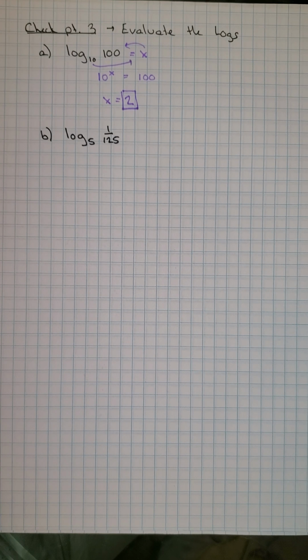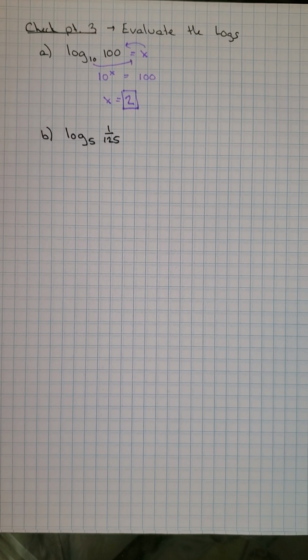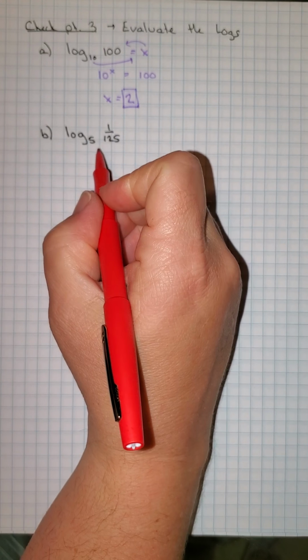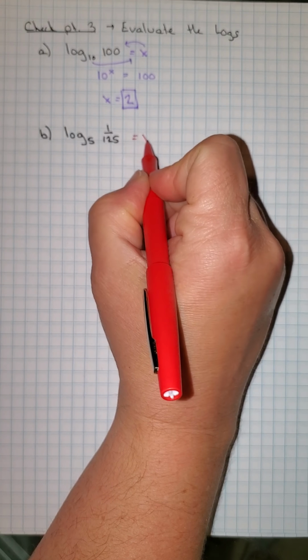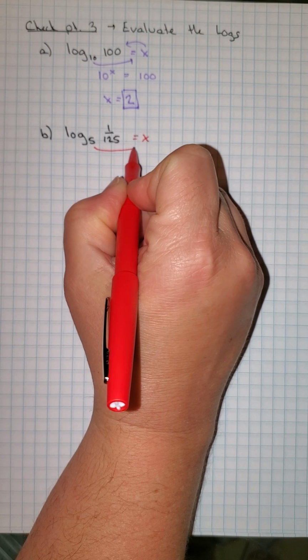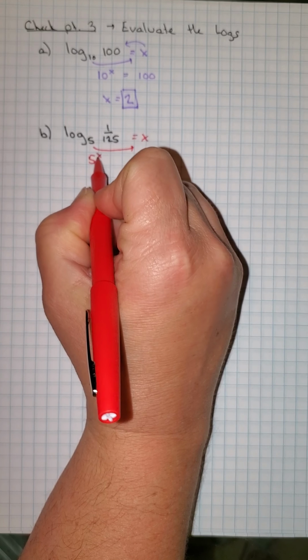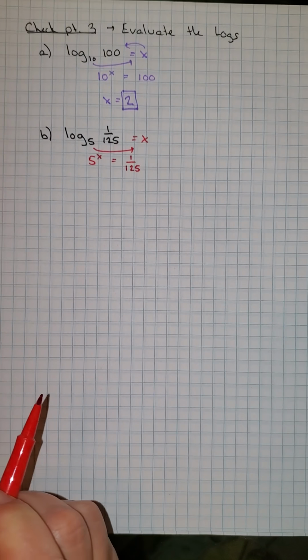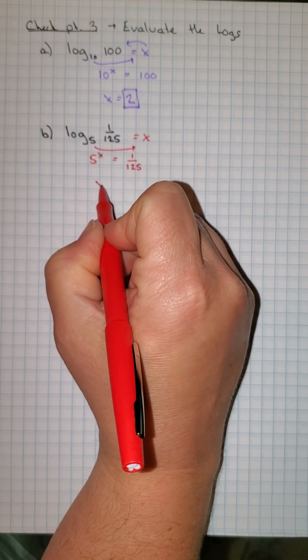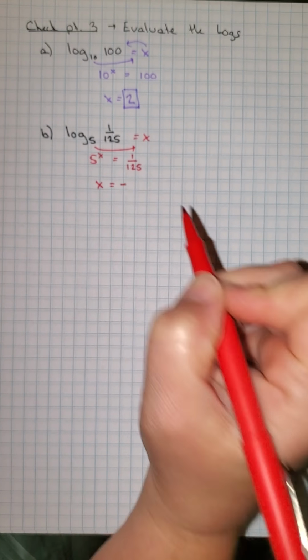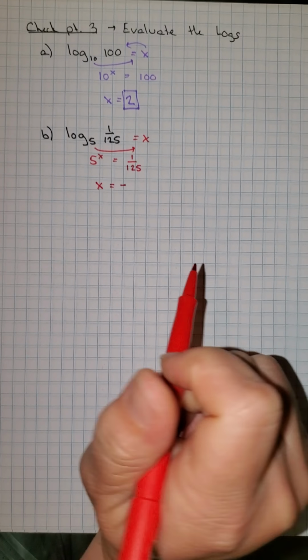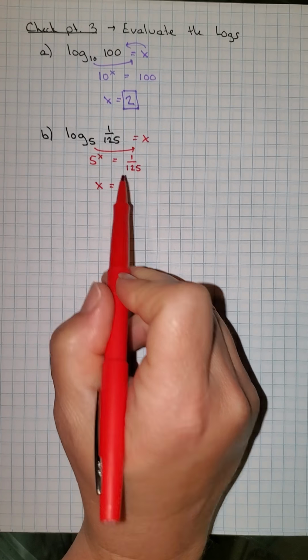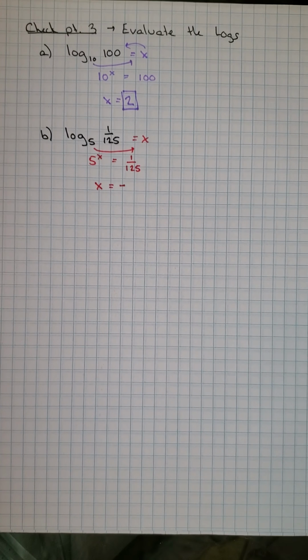All right, problem B, we have log base 5 of 1 over 125. This one's a little tricky because it's flipped upside down. We can set it equal to x, so 5 to the x equals 1 over 125. I know this one is flipped, so that would be a negative. It would have to be a negative exponent that would flip it. And then 5 to what power is 125?